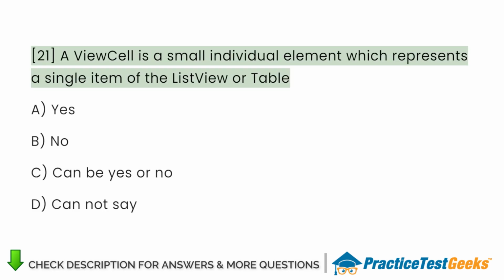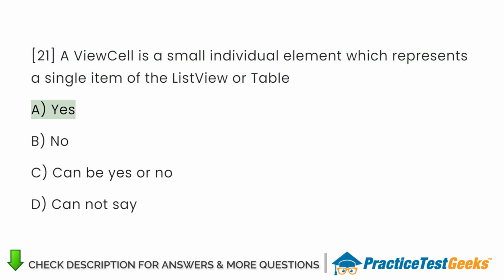A view cell is a small individual element which represents a single item of the list view or table. A. Yes. B. No. C. Can be yes or no. D. Cannot say.